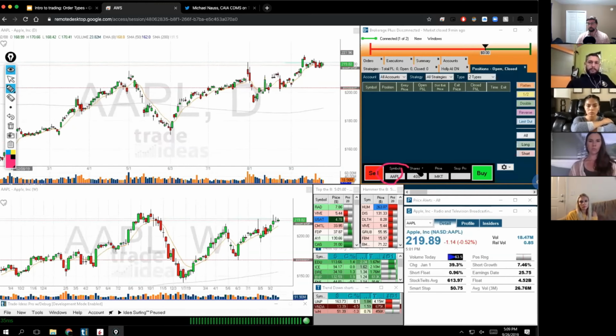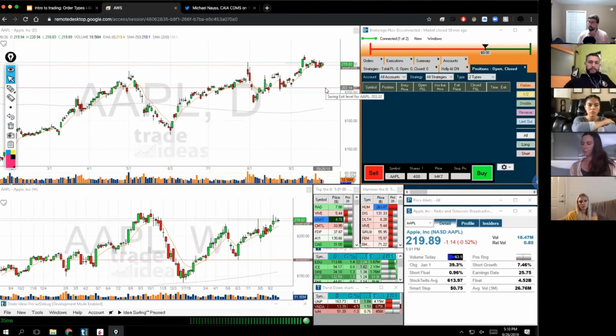And that's in this area here. Next to it is the share size. And then next to it here are the order types. So this is going to be the bar we're going to play in for this particular lesson. It's going to show everything that's happening. So right now you can see Apple closed today at $219.82. So let's call it $220.